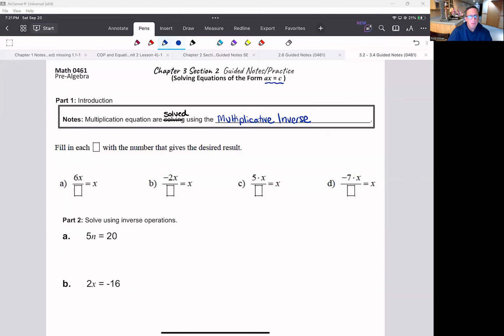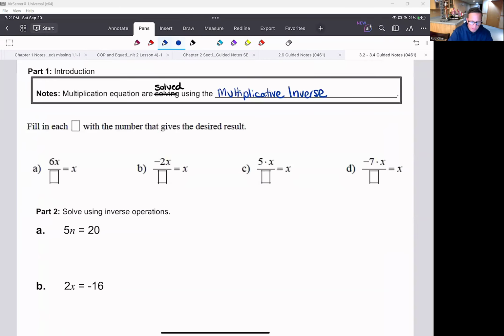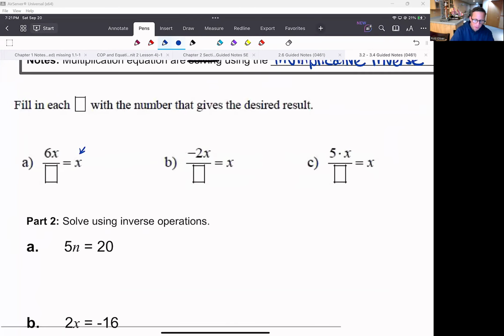All right, fill each blank with a number that gives you the desired result. In all these examples, A through D, we want to use the multiplicative inverse so that we end up with basically every one of them being x. So we want to get x every time. The multiplicative inverse of 6x would be 6. It's easy to demonstrate because the 6's cancel, and that's kind of the point of the multiplicative inverse.